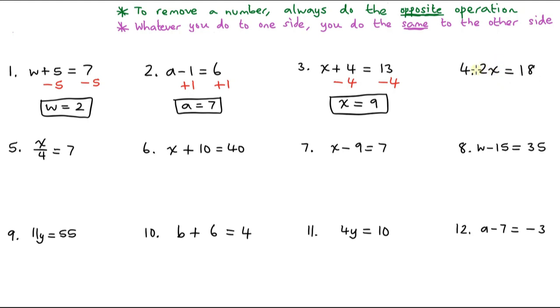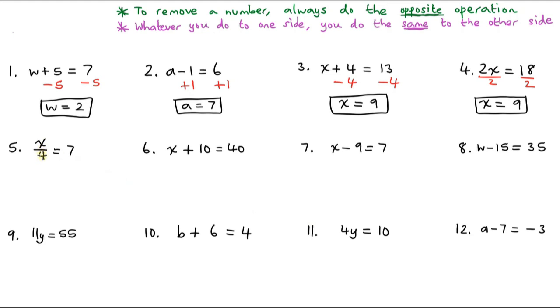At the moment, this means multiply by 2. So we want to do the opposite. So we want to divide by 2. So if I divide both sides by 2, I get x is equal to 18 divided by 2, which is 9. x equals 9. Okay, question number 5.